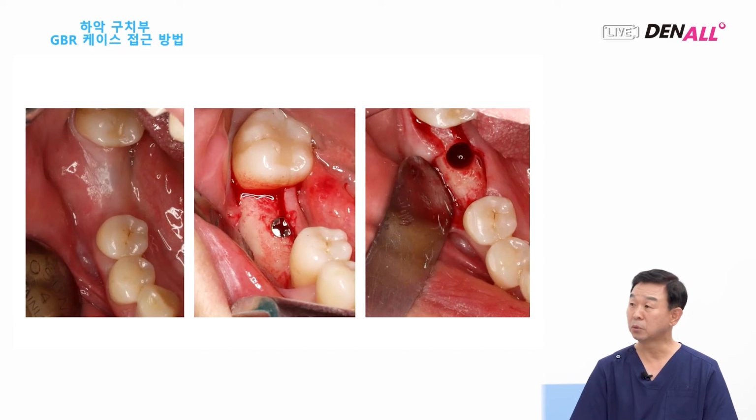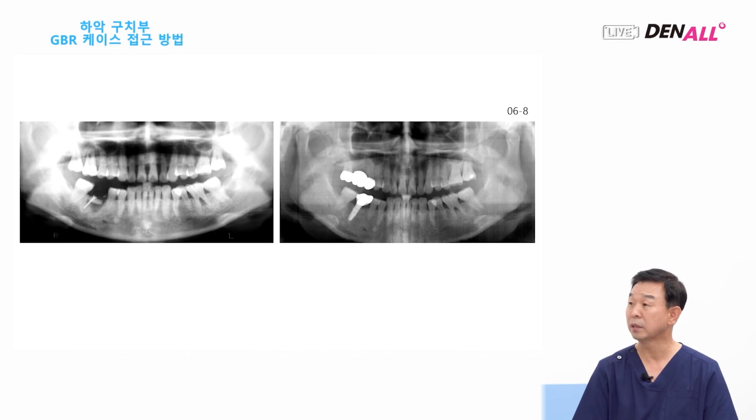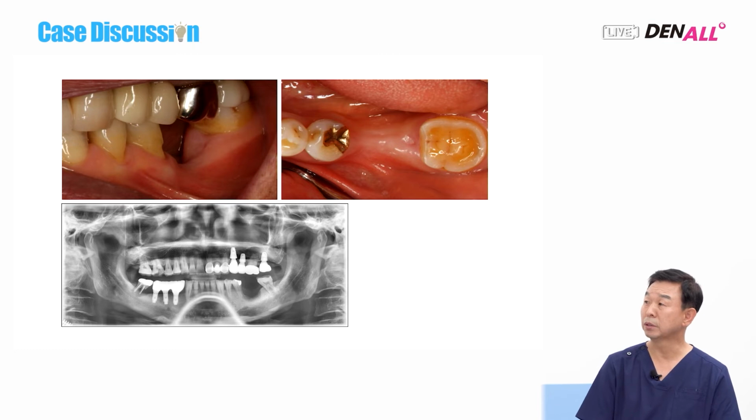With block bone grafting, as I explained in the first case, the patient can experience some discomfort after the bone grafting, and implants are placed later. It lengthens the treatment period. So I do grafting and implant placement together. Graft is done, implant is placed, and the prosthesis is delivered. It is pretty well maintained. This is a recent patient.